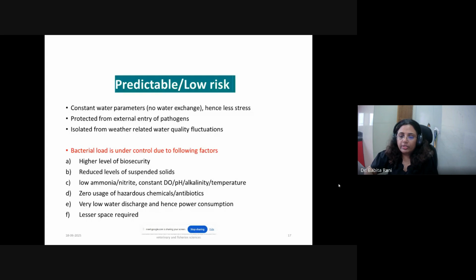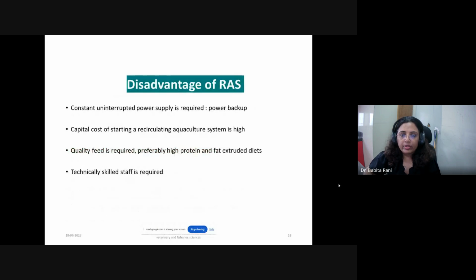Productivity is high. The production per unit area is comparatively very high. With any RAS system, we can go for around 40 kg per cubic meter production, up to 40 kg. That means it starts from 25 kg per cubic meter, which is 1,000 liters.